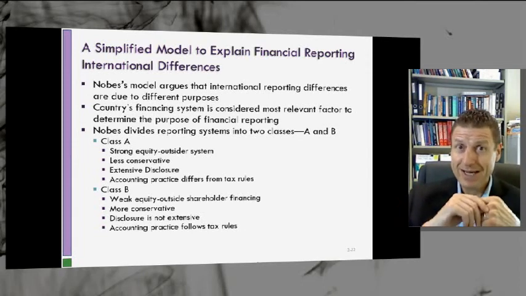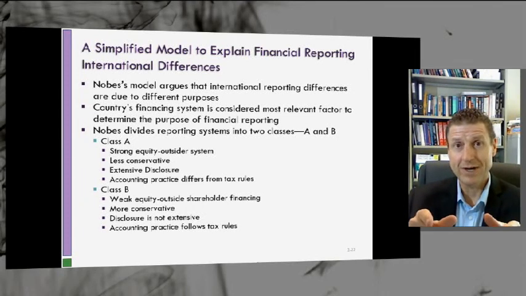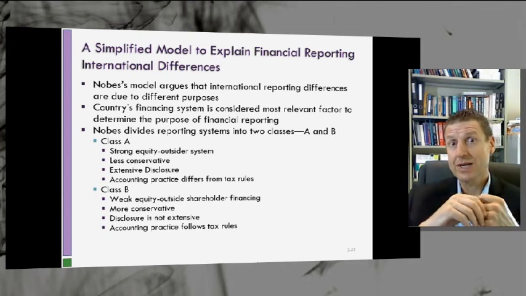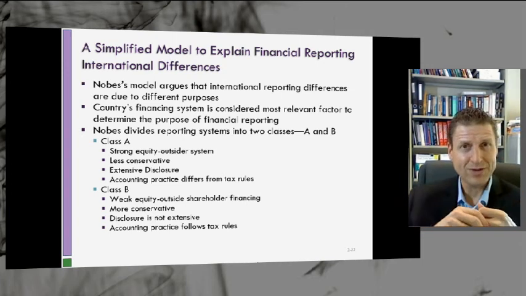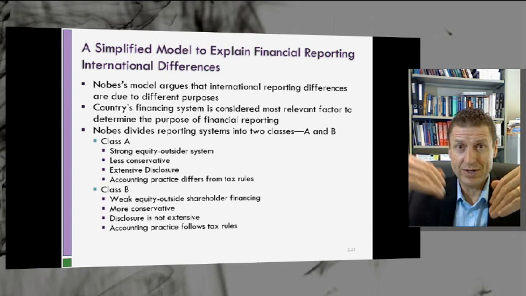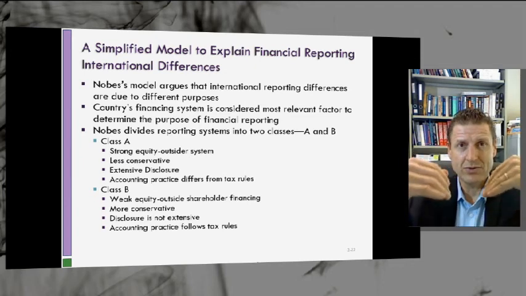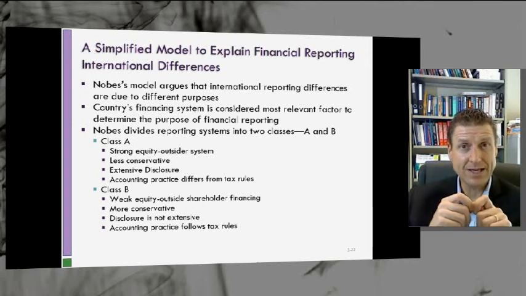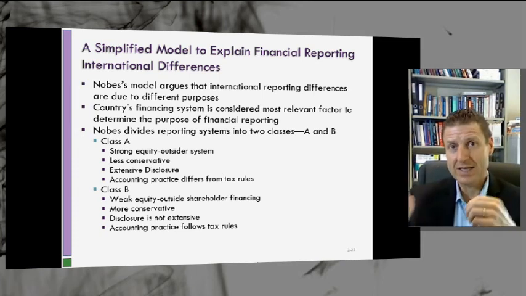Or we look at Class B. I've said this before. Weak equity outside shareholder financing, very strong state financing. More conservative. Disclosure is not extensive, and accounting practice follows the tax rules. I told you that before. This is very much top-down, where the state gets involved. There's no differences between accounting and taxable income. Therefore, you don't need to have a special account for deferred income tax liability and other accounts like that. Whereas in Class A, you do have to have that to account for the different incomes under tax law and accounting law.